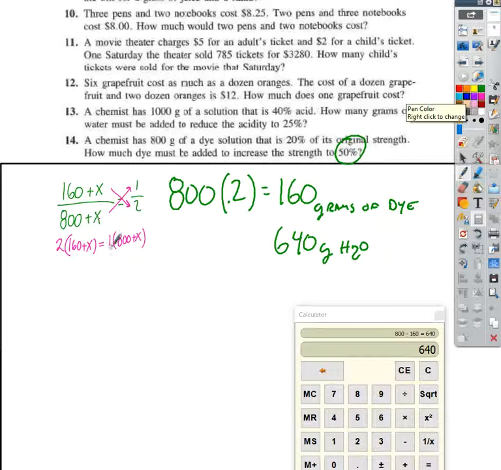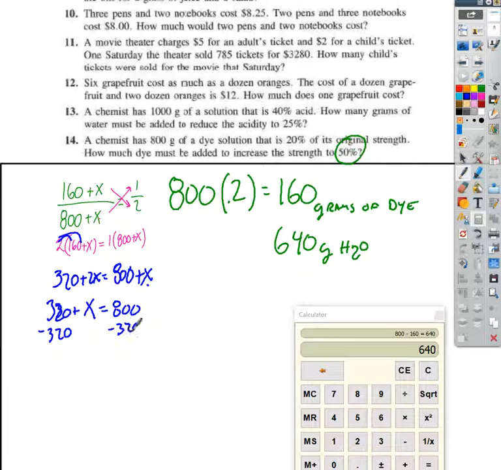All right, so 1 times 800 plus x is just 800 plus x. And that is going to be 320 plus 2x. So let's get the x's together. It's just minus x. So I get x is equal to, I got 320 over here. We got the 800 over here. And that's a positive. So minus 320 minus 320. So I get x is equal to 480.